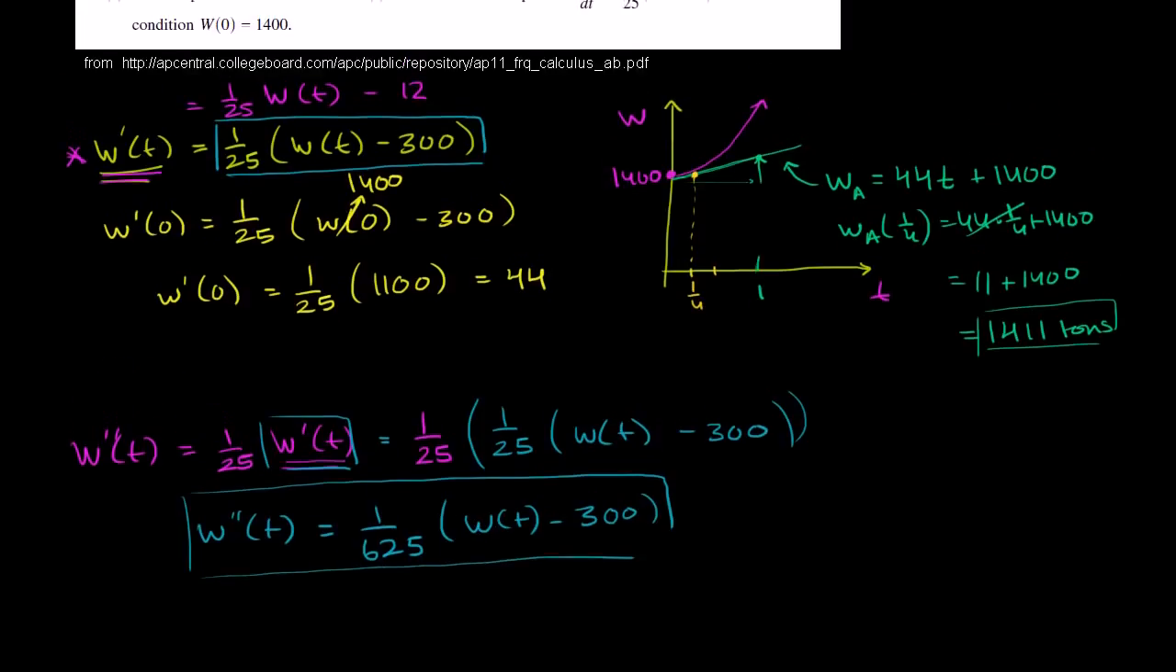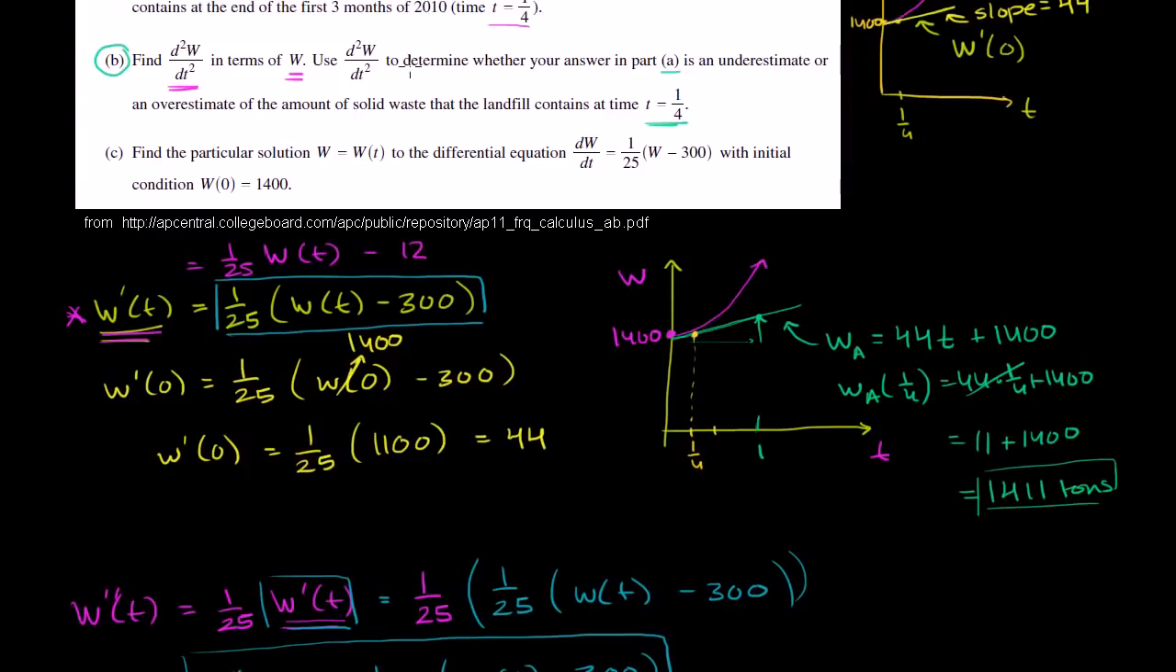Now let's try to address the second part of their question. So we did the first part. Now use what we just figured out to determine whether your answer in part A is an underestimate or an overestimate of the amount of solid waste that the landfill contains at time 1/4. So in part A, we found the slope of the tangent line at time equals 0, and we used that slope to extrapolate out to 3 months, or time equals 1/4 of a year.